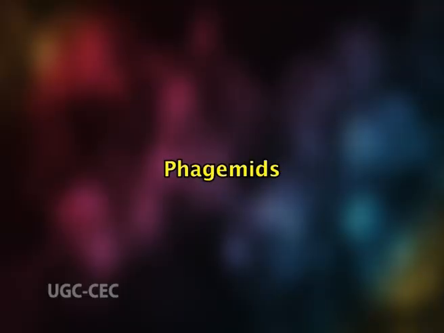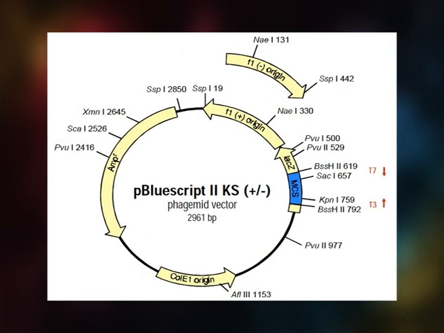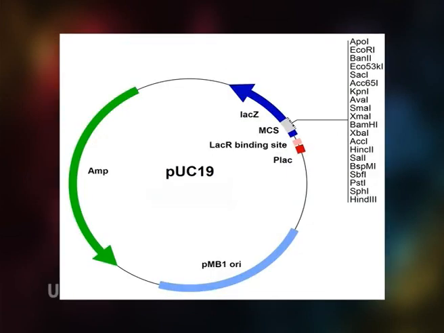Now the phagemids. A plasmid vector that contains origin of replication from a phage in addition to that of the plasmid is called phagemid. pBluescript SK negative is a phagemid vector of 2958 base pairs derived from pUC19. It contains the following functional modules.